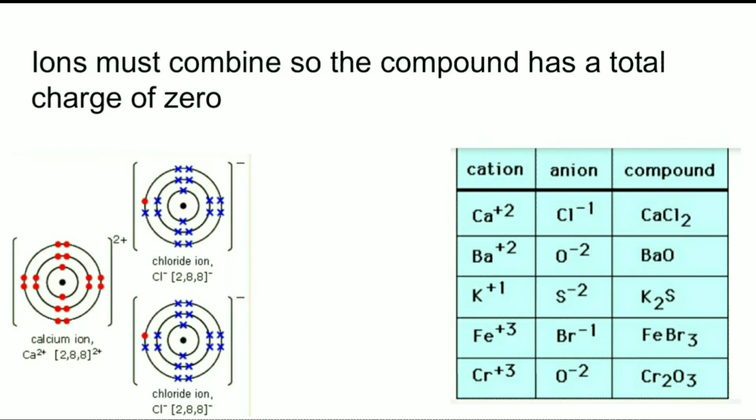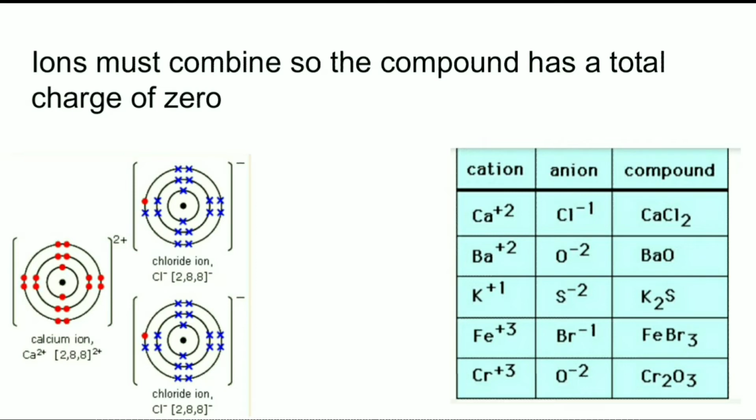Calcium has a +2 charge, and it must combine with 2 chlorines of a -1 charge, so that together their total charge is 0. You can see here in the chart to the right a few more examples of how elements will combine in compounds to have a total charge of 0.